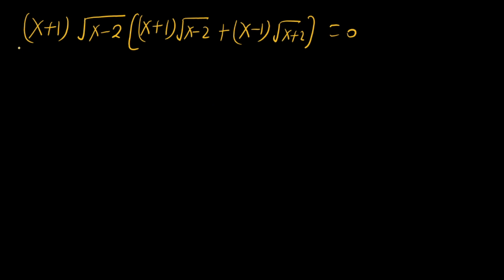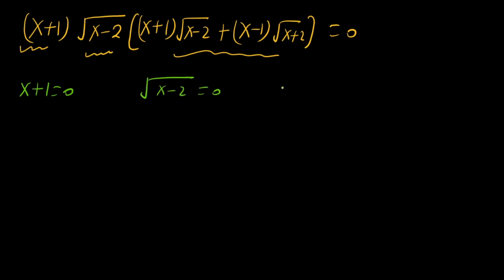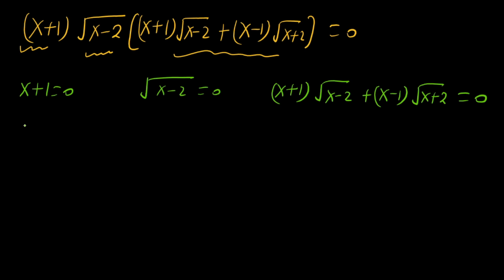Now here the product of three expressions is equal to 0. Either we can say x plus 1 is equal to 0, or square root of x minus 2 is equal to 0, or (x plus 1) times square root of x minus 2 plus (x minus 1) times square root of x plus 2 is equal to 0. Here we can say x is equal to minus 1.